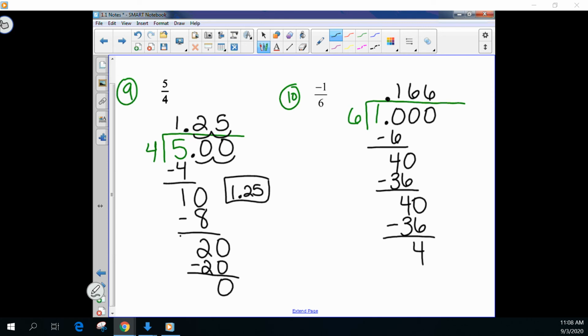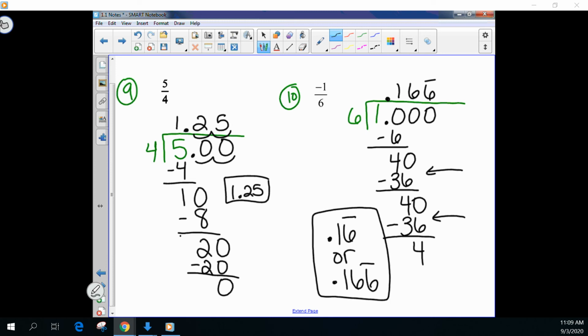So notice you have a pattern happening. You have a pattern right here, and you're going to always end up with 40 every single time. So what does that tell you you need to put on your answer? That means that you're going to have a repeating number. So we're going to put a repeating bar on our answer. So our final answer would be 0.16 repeating, or if you didn't notice it, you could even put it on the second six, either one would be fine. But that would be your final answer.